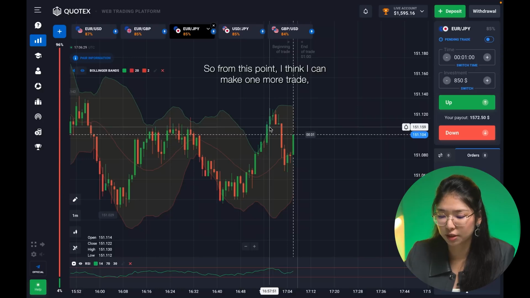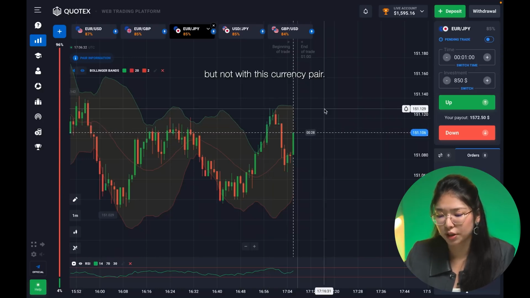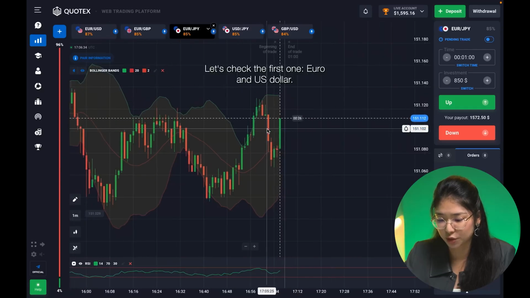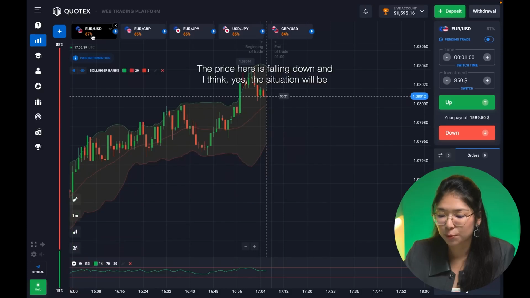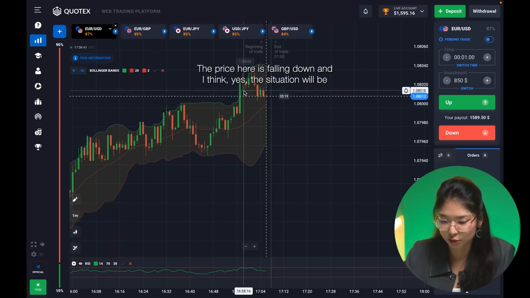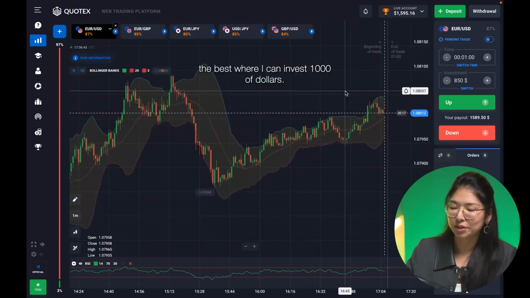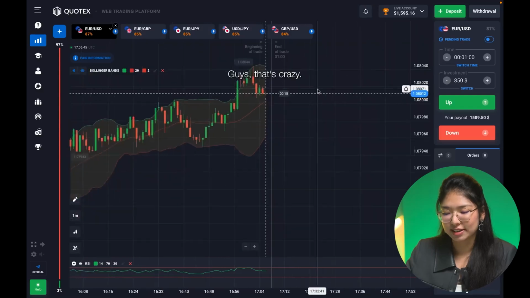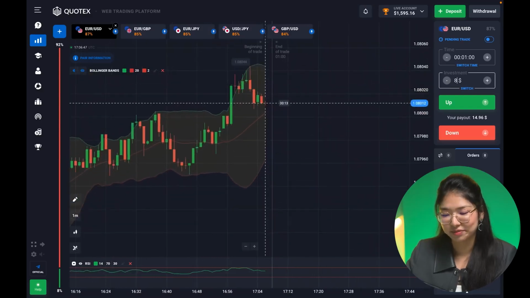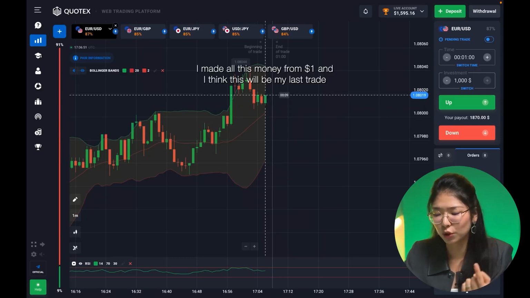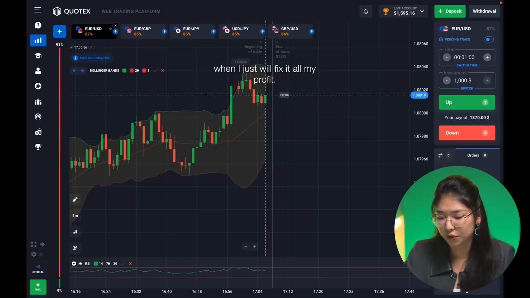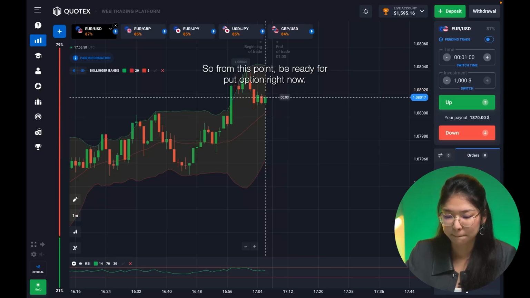So from this point, I think I can make one more trade, but not with this currency pair. Let's check the first one, euro and US dollar. So what's happening with the first currency pair? The price here is falling down, and I think, yes, the situation will be the best where I can invest $1,000. And guys, that's crazy. I made all this money from $1, guys. $1, and I think it will be my last trade when I will just fix all my profit. So from this point, be ready for put option right now.